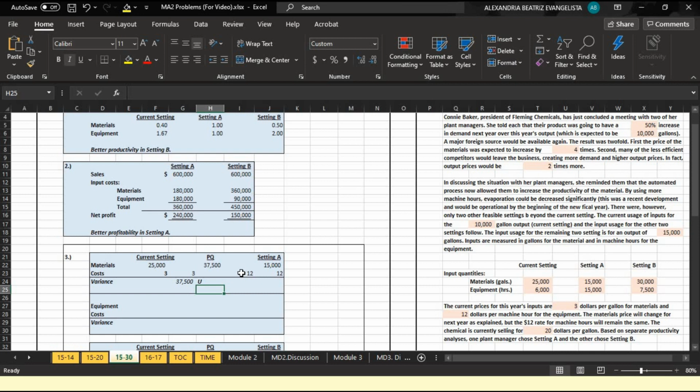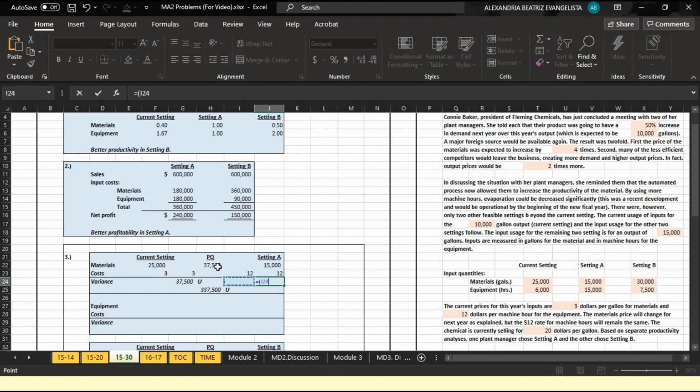And then now we're going to compute for the variance that corresponds to price recovery. So in here, we're going to deduct $12 by 3 multiplied by the quantity for PQ, and that would give us 337,500 unfavorable. Now onto the last variance, which corresponds to productivity. So in here, we're just going to deduct 37,500 by 15,000 multiplied by its cost, which is $12.